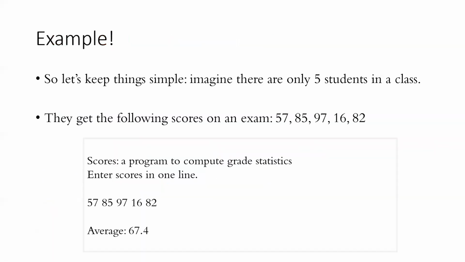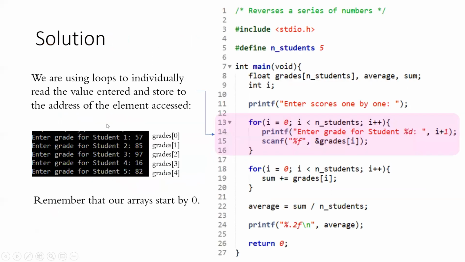Okay, so again, let's have some more examples. Imagine there are 5 students in class. It's the same example that we had in the previous videos. We will be using loops to individually read the value entered and store it to the address of the elements accessed. So if you can see here, this is the expected output.